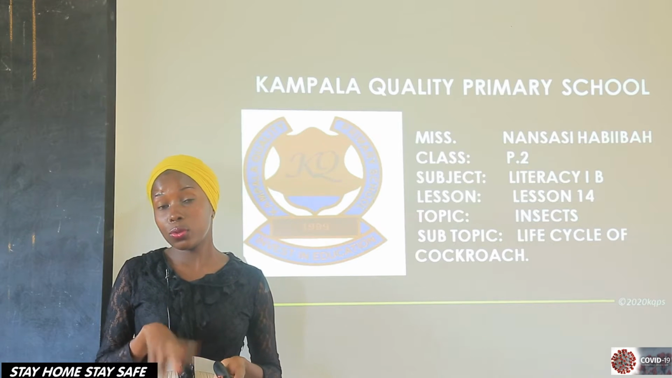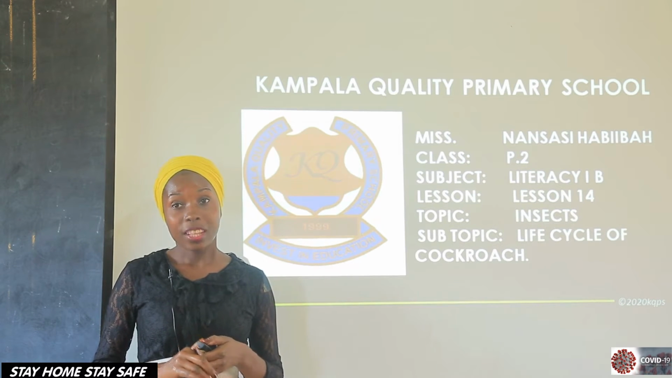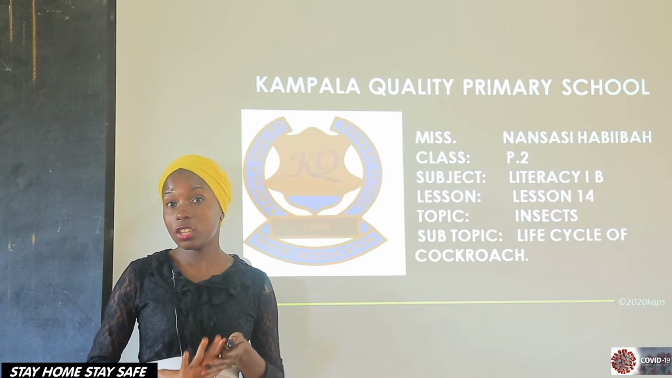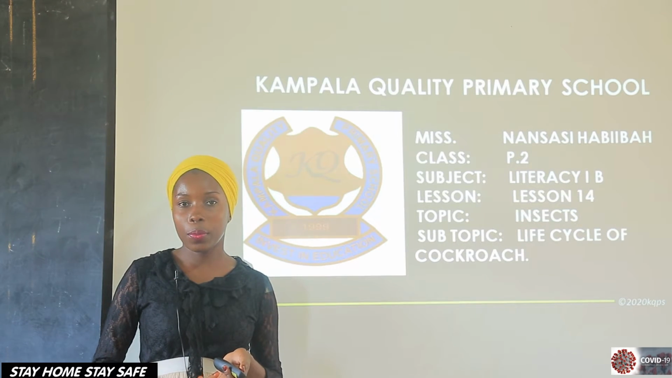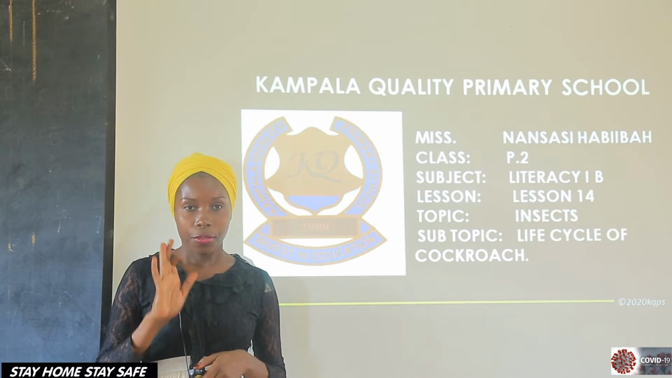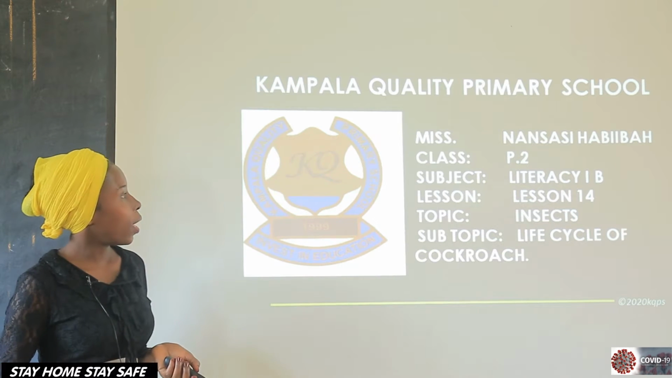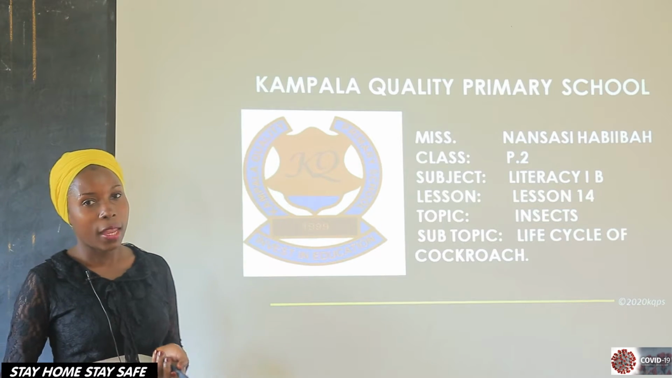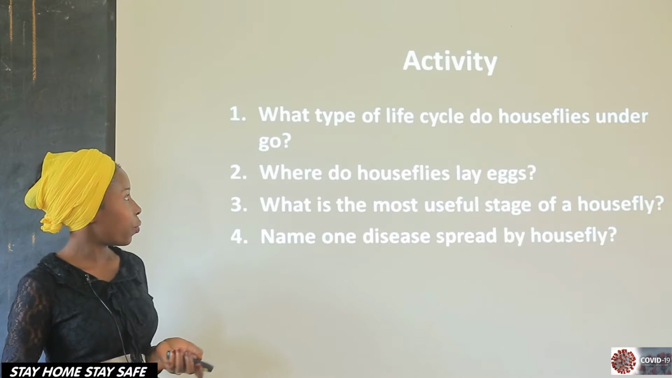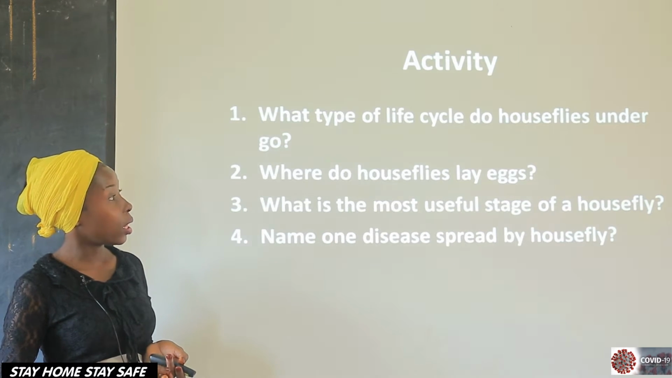We said we have two examples of life cycle. We have the complete, that's where the insect undergoes 4 stages of growth or 4 stages of development, and the incomplete, whereby the insect undergoes only 3 stages of development. Let's see what we have. I left you with some work. Let's go through it.